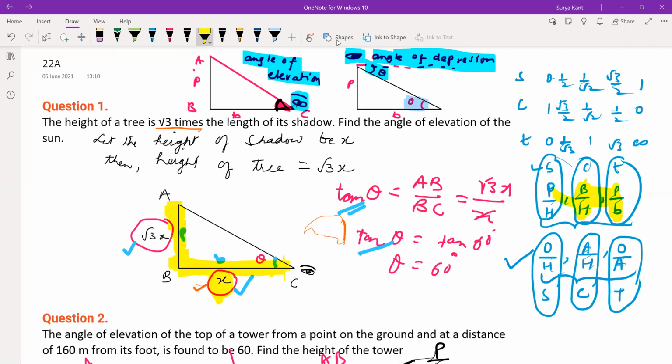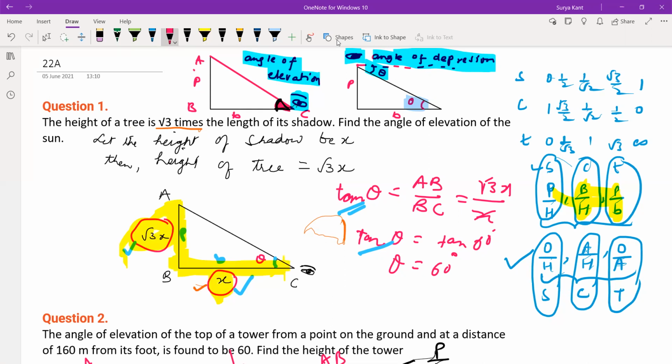This perpendicular part, you can see, is √3x. This is the height of the tree, and the shadow is how much? The shadow is x meter. The height of the tree is √3 times more than that. So you have to find the angle of elevation of the sun. See, here we have the relation.